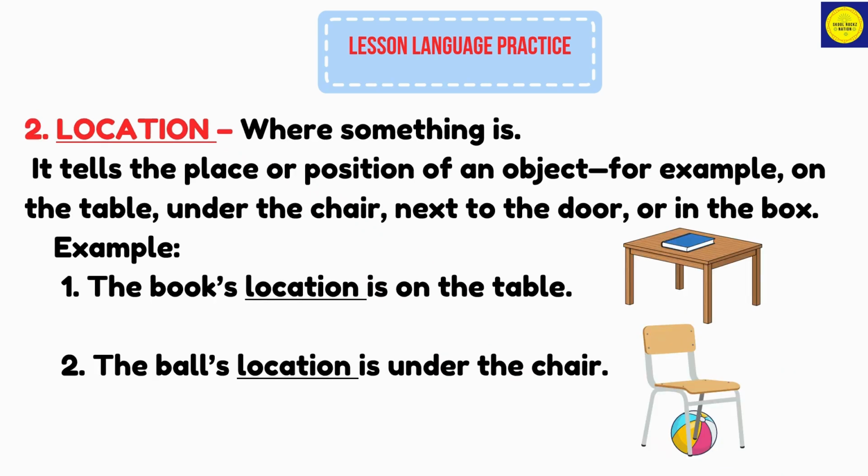2. Location. Where something is. It tells the place or position of an object. For example, on the table, under the chair, next to the door, or in the box. Example 1. The book's location is on the table. 2. The ball's location is under the chair.